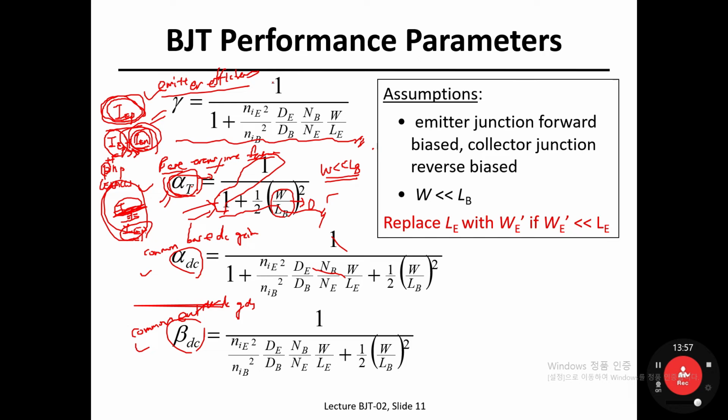Okay. All right. What about the common base DC gain, alpha sub DC? And what about beta DC?